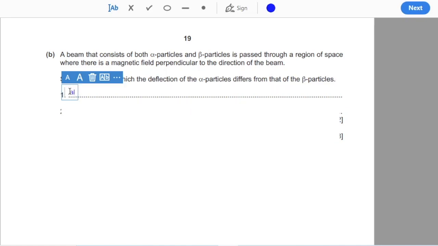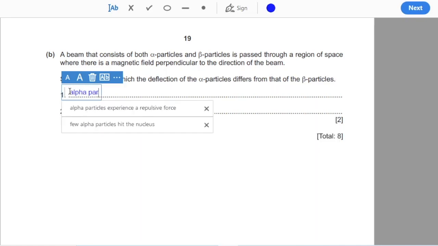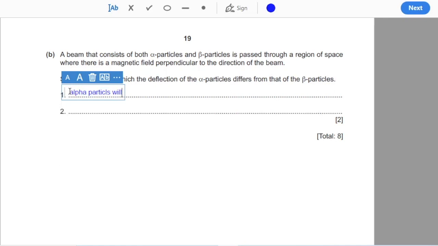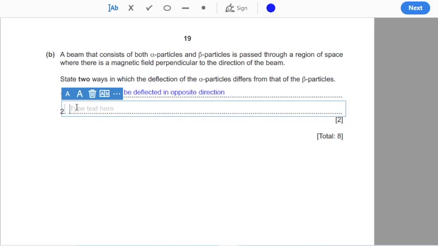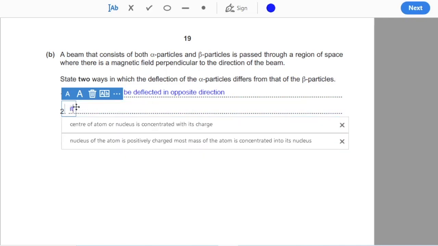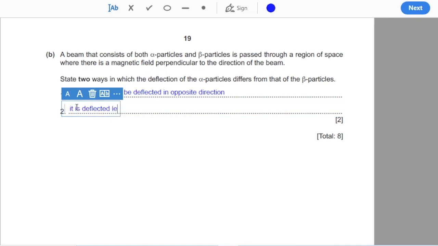So alpha particles will be deflected in the opposite direction first, and due to the alpha particles' higher mass as compared to beta particles, it is deflected much less than the lighter beta particles.